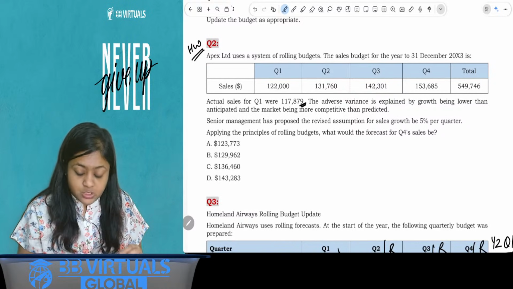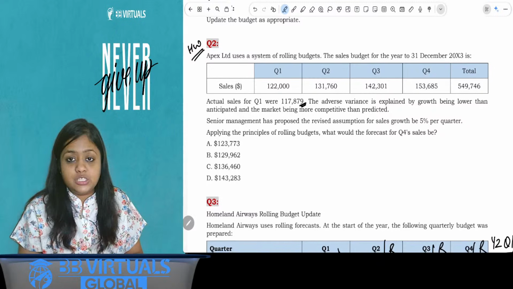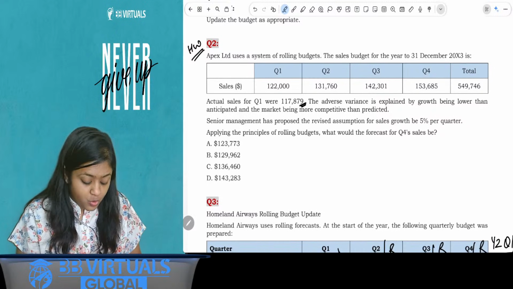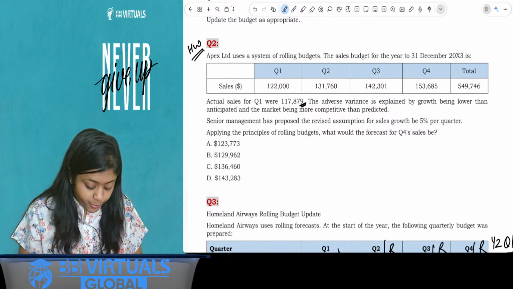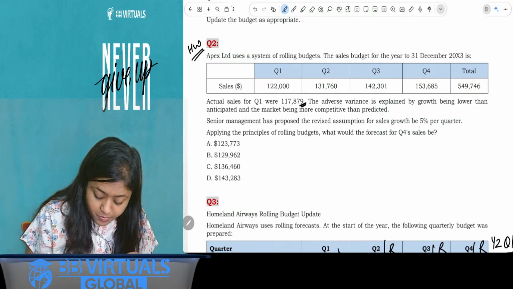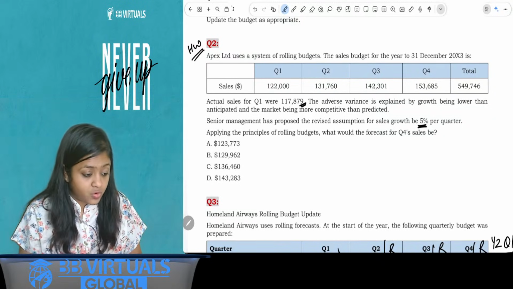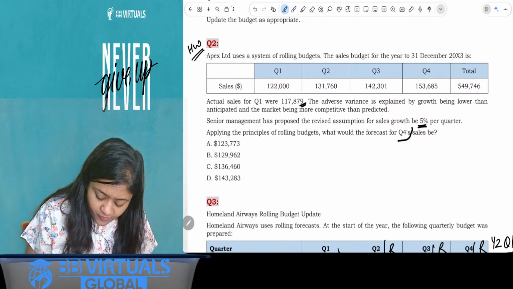117,879. The adverse variance is explained because you can see the sales have gone down. The adverse variance is explained by the growth being lower than anticipated and the market being more competitive than before. Senior management has proposed a revised assumption for the sales growth to be 5% per quarter only. Now, what would be the forecast for quarter 4 sales?